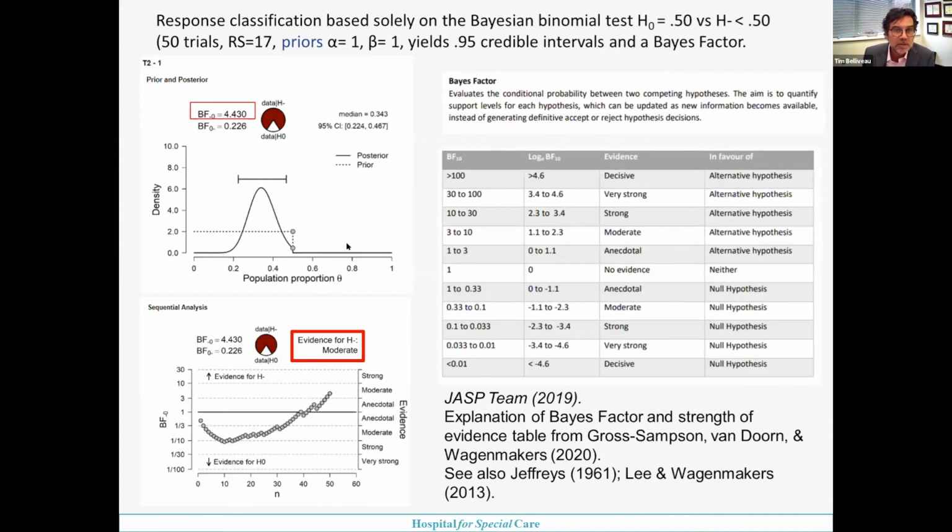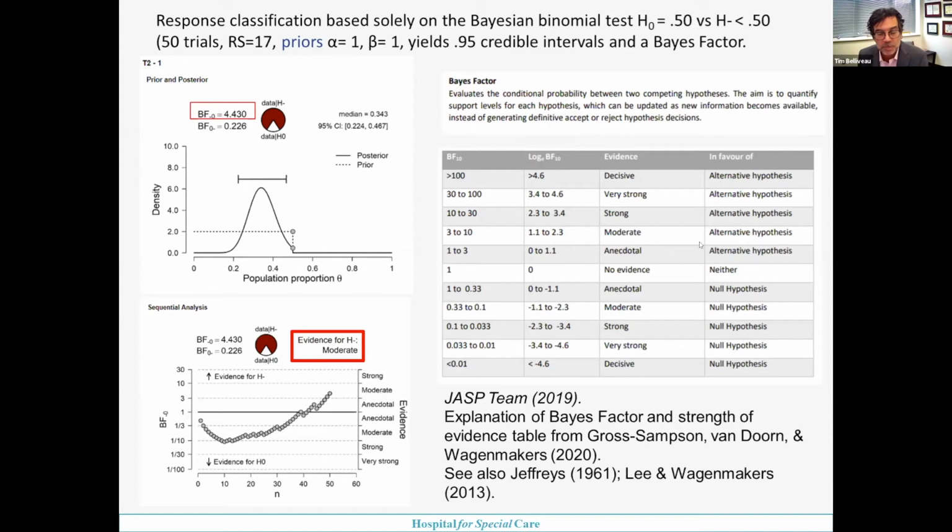And on this slide, we have the results of this, and we can see the Bayes factor in the upper left, which I've put in the red box, is 4.43. And this graph, which is also derived from the JASP team, helps us to interpret what's the meaning of a Bayes factor in this range. And a score of 4.43 provides moderate evidence in favor of the alternative hypothesis.